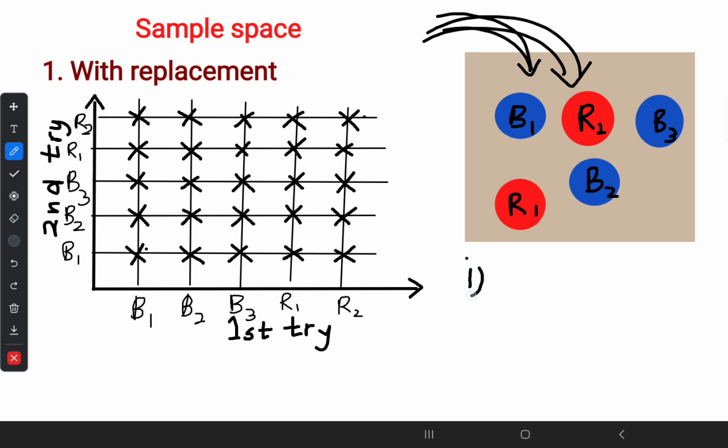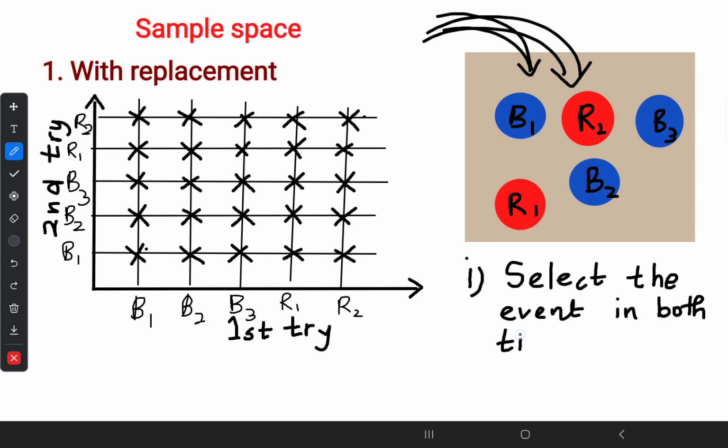First, I will give you the question: select the events in which both times are blue balls. This is the probability you should find. We will try to find that. Select the events in which both times are blue balls. That's what you should find.